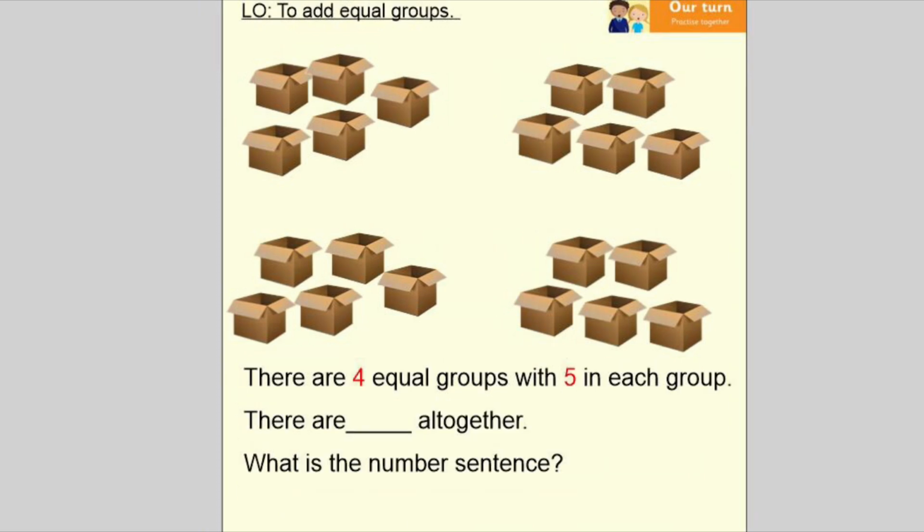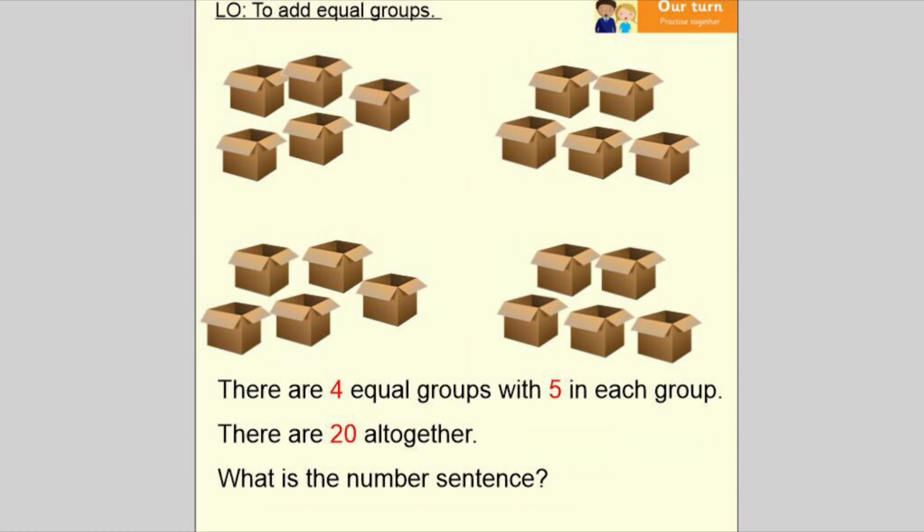Now let's count how many we've got all together. Now there's 5 in each group, so we're going to be counting in what? That's right, our 5s. 5, 10, 15, 20. There are 20 boxes all together. Finally, let's do our addition number sentence. So we added 5 4 times. 5, add 5, add 5, add 5 equals 20.